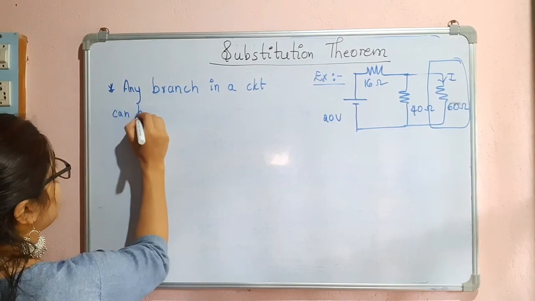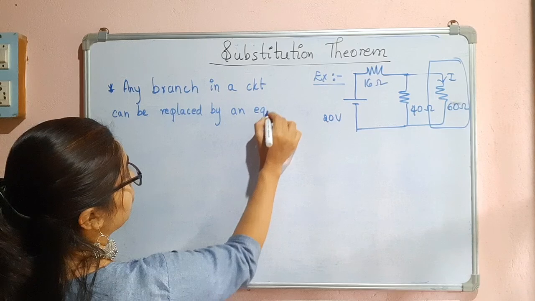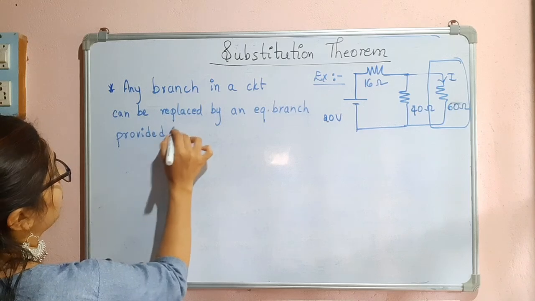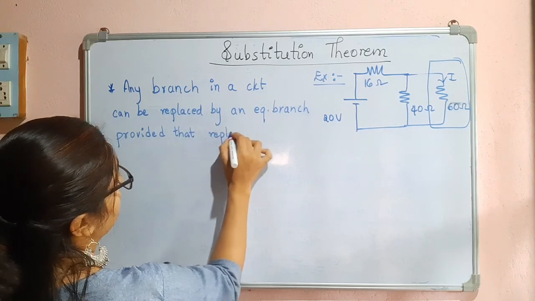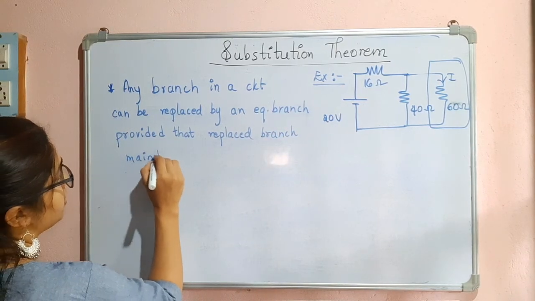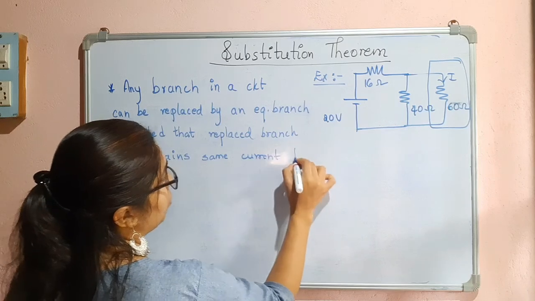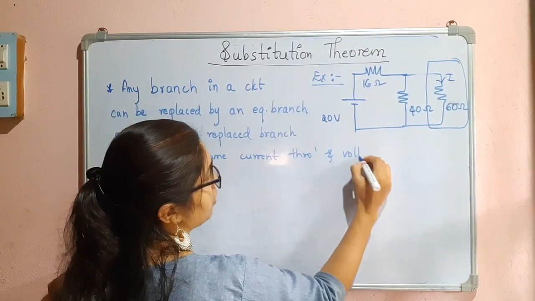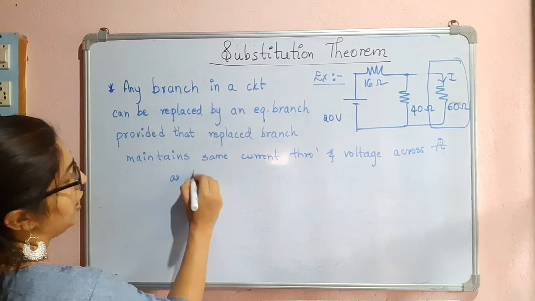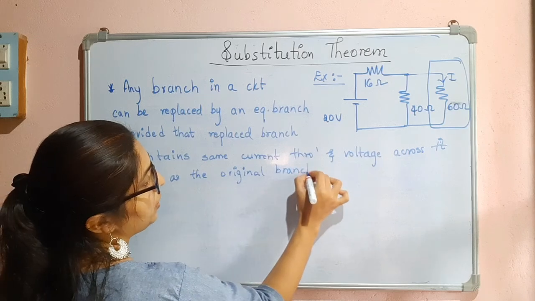So it states that any branch in the circuit can be replaced by an equivalent branch provided that the replaced branch maintains the same current through and voltage across it as the original branch. So this is the statement of the substitution theorem.